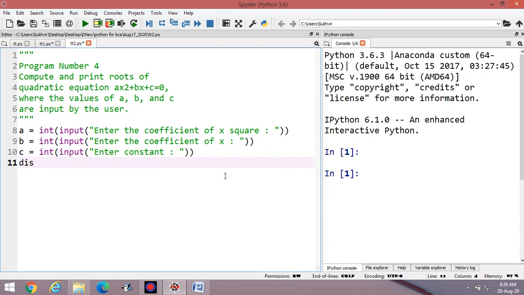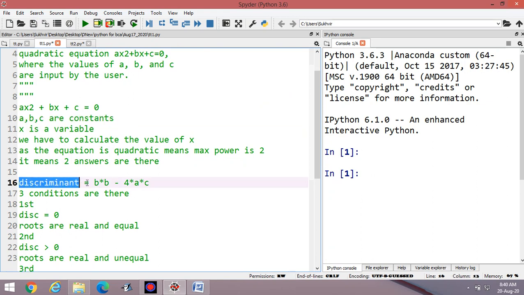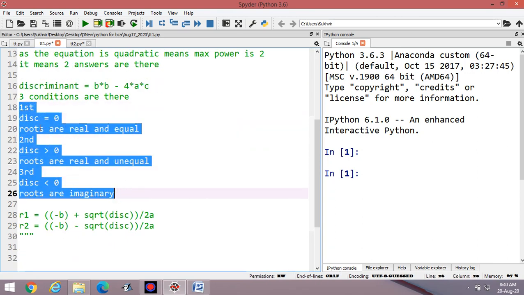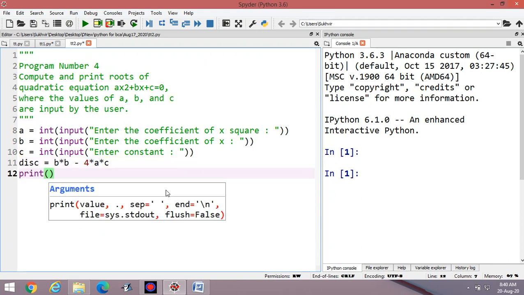After that, you have to calculate the value of discriminant. The value of discriminant is b square minus 4ac. Look at the theory part. Now three conditions are there: discriminant is equal to 0, discriminant greater than 0, and discriminant less than 0. Before proceeding with this content, you can print the value of discriminant.